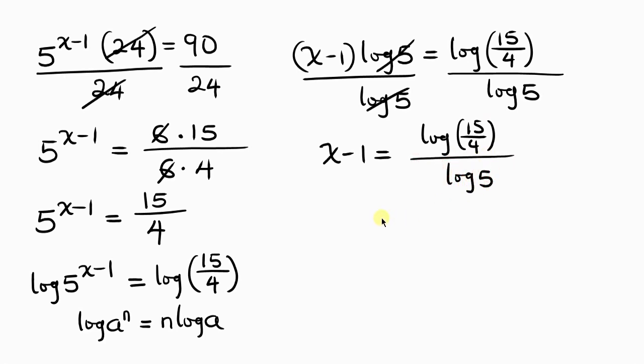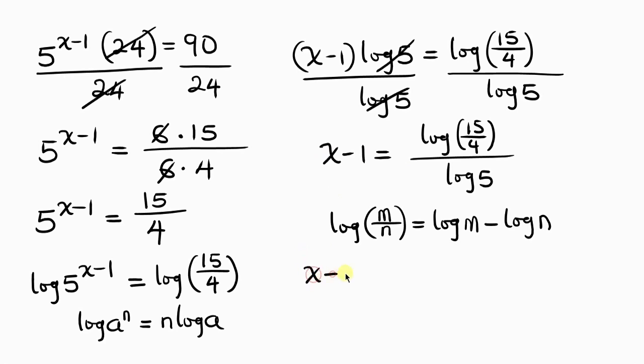Very good. Now let's apply the law of logarithm to what we have in the numerator. Well, the law of logarithm says when I have the log of m all over n, this is the same as the log of m minus the log of n. So we're going to be applying this law to what we have here. So we have x minus 1 to be equal to log 15 minus log 4 all over the denominator, which is log 5.